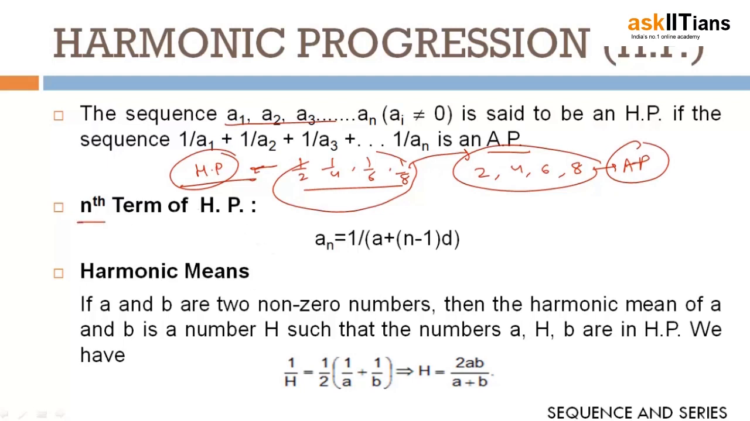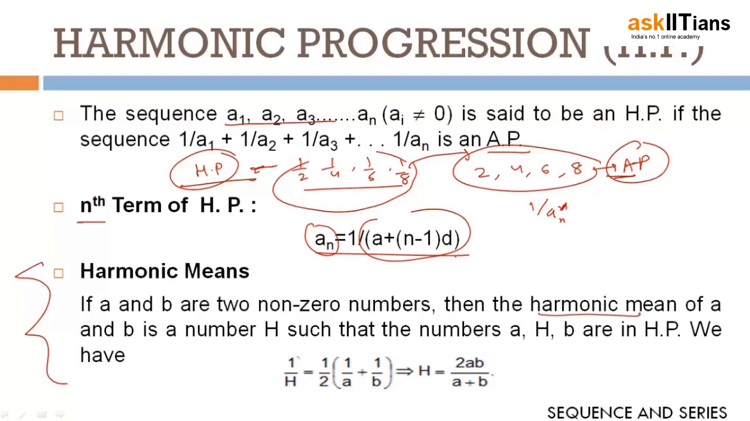Okay, nth term of HP: this is 1 by an of the AP. This was the an of AP. So if I denote an dash for this AP, then 1 by an dash will give you an of HP. There is no such formula for finding the sum of n terms for the HP. For that we will need to use analytical skills. Now talking about harmonic means, this is how we get the harmonic mean.